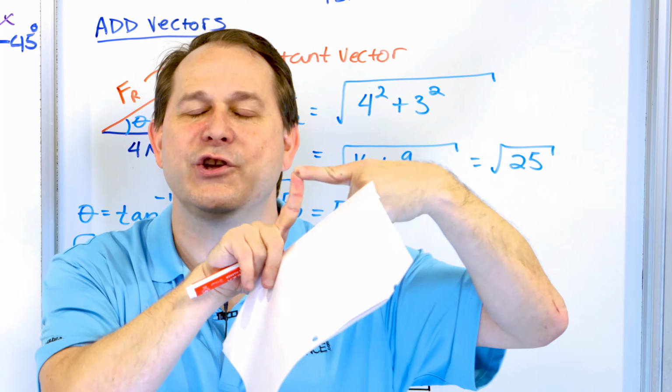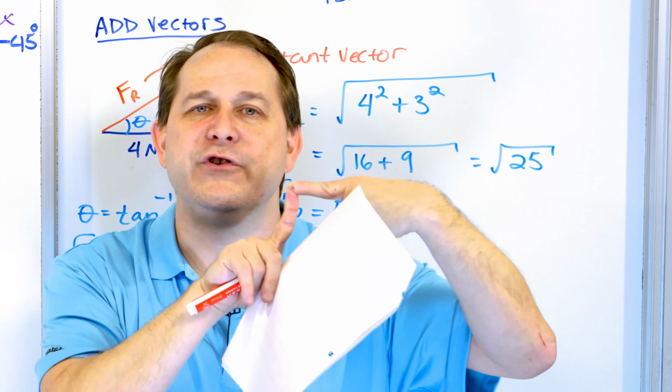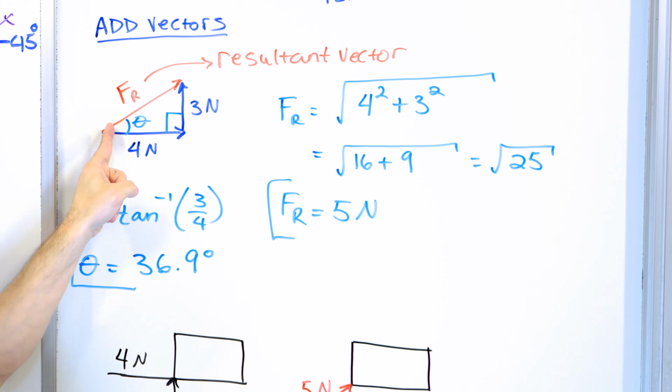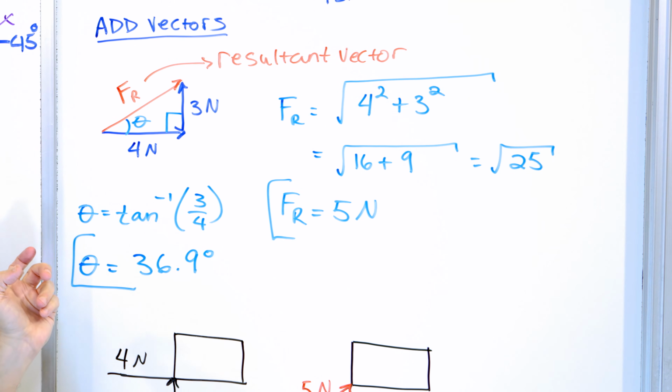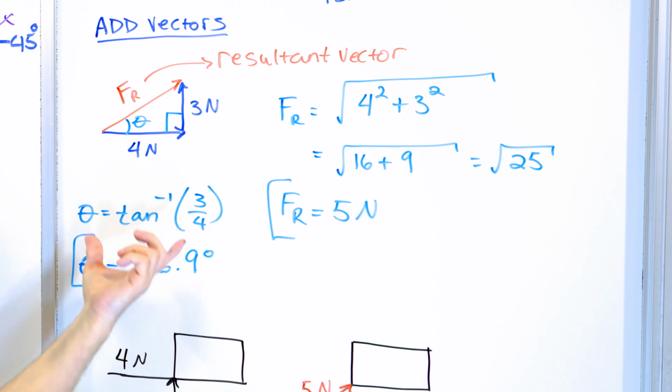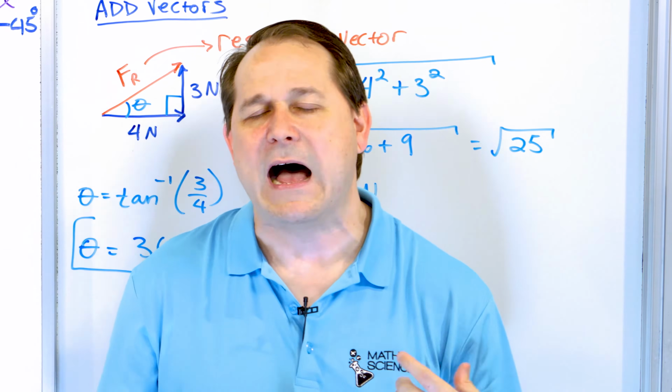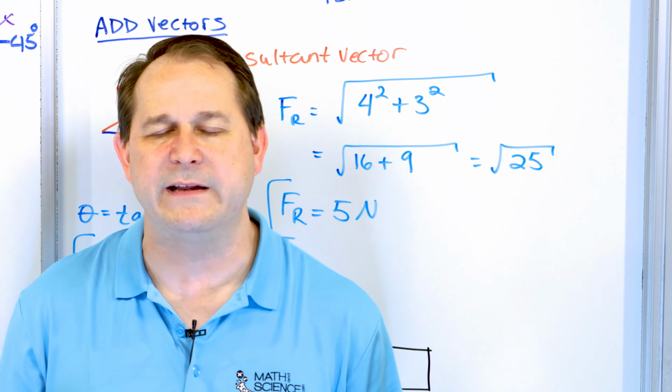How do you handle it? You add them using vectors. You find an equivalent vector using the Pythagorean theorem. That tells you the magnitude of the resulting vector. And then you find the angle from trig, and then this situation right here moves the block exactly the same as this. I've literally gotten hundreds and hundreds of people telling me that this is wrong.